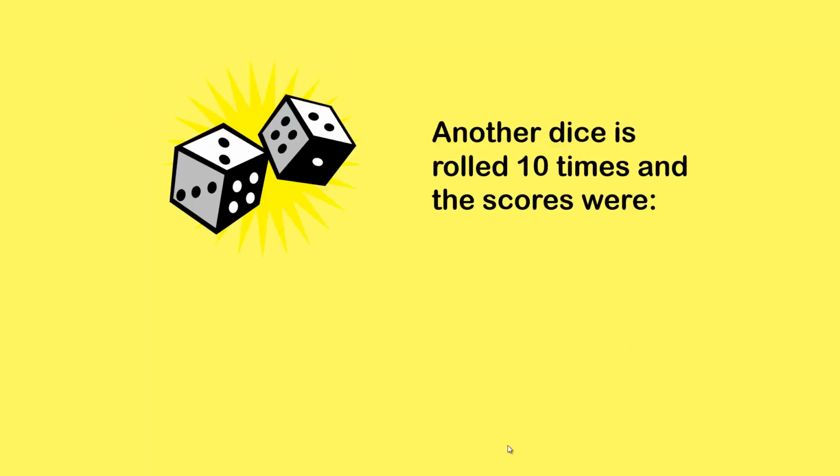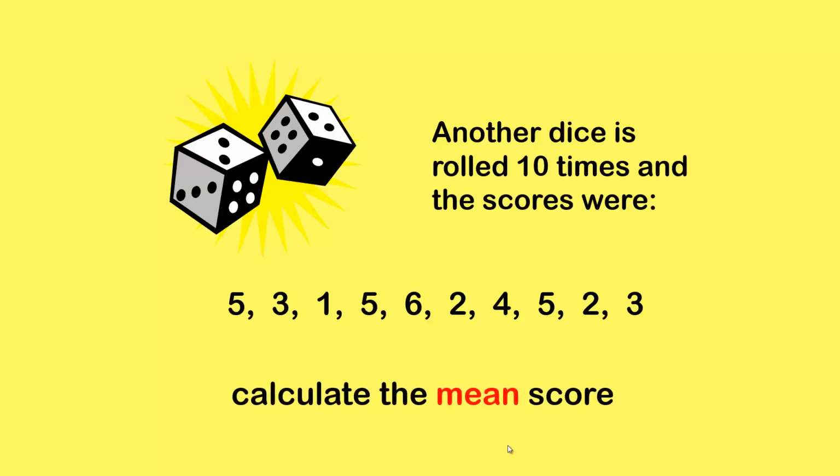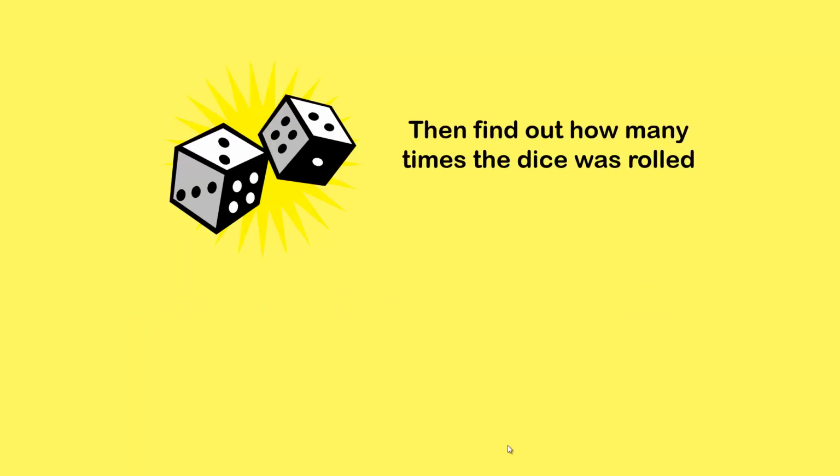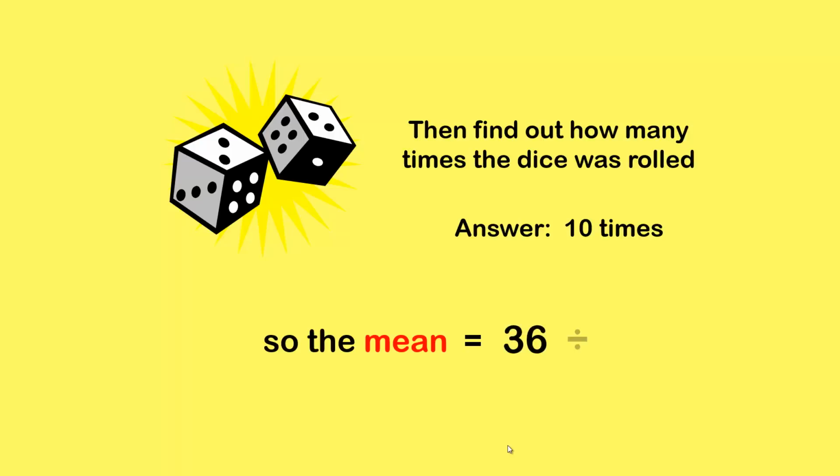Let's have a look at one more mean. And we've got this dice, we rolled it 10 times, that's what we got. Can you remember how to get the mean? That's it, total divided by the number of numbers. Let's get the total. 5 and 3 and 1 and 5 and all of those, if you add them up, we get 36. How many numbers were there? 10. So the mean is 36 divided by 10. 3.6 is the mean. Good.